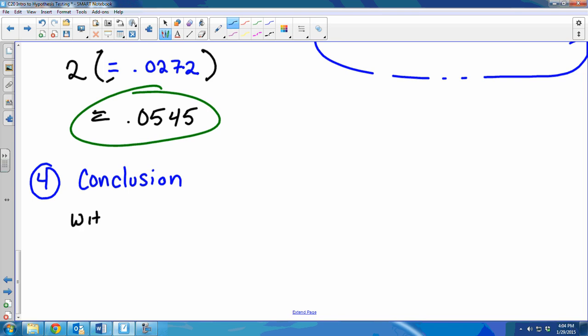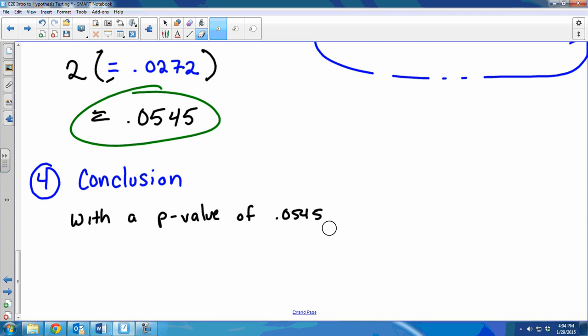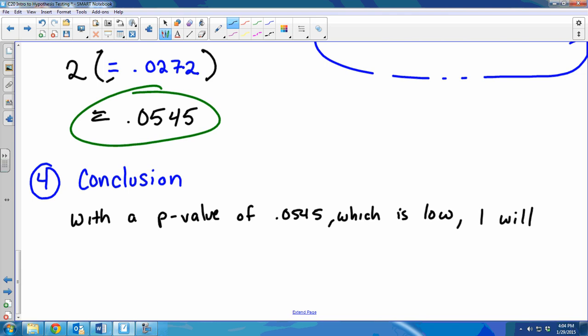So we say with a p-value of 0.0545, which is low. You don't have to say it exactly like this, but somehow say with a low p-value of 0.0545 or something, saying it's low, saying the p-value. Remember, if it's low, we are surprised to have gotten the sample result. So if we're surprised, and if it's low, we reject the null hypothesis. So I will reject the null hypothesis.